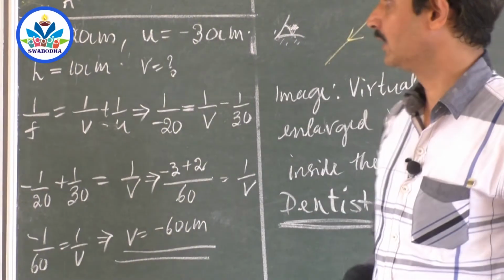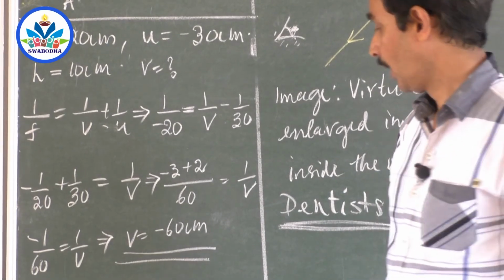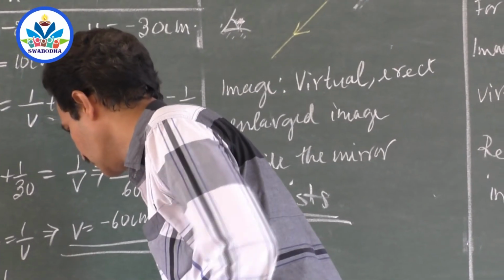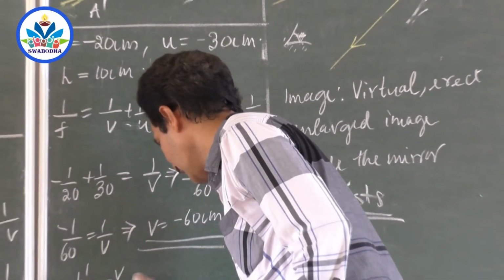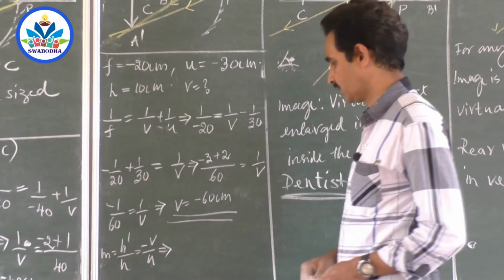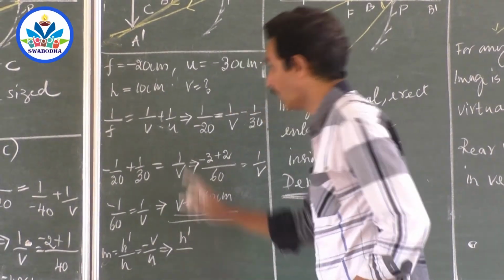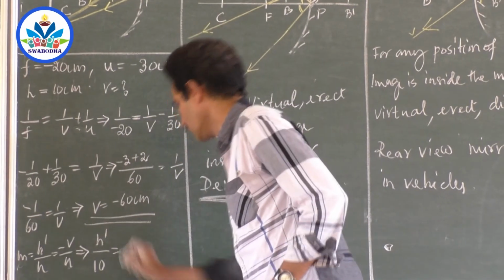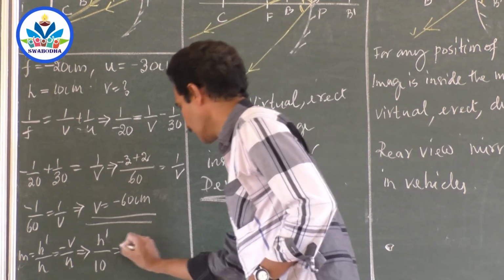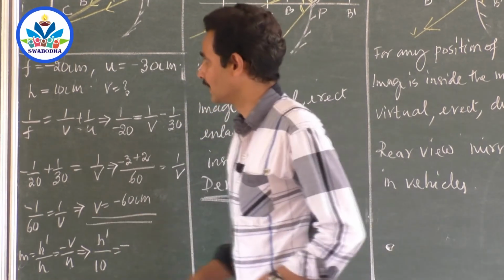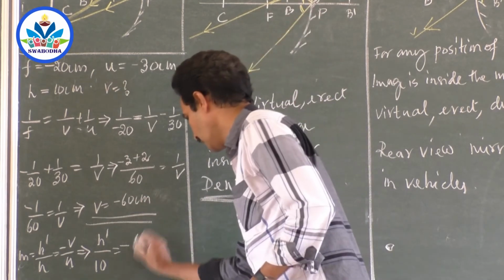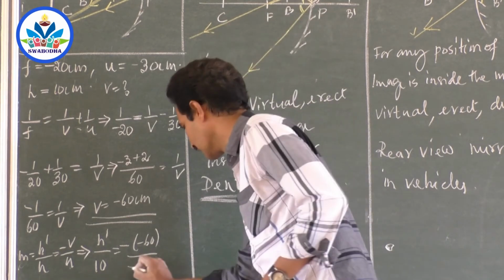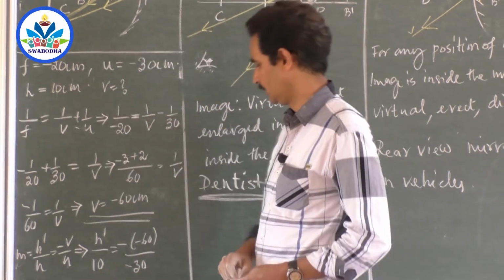And how much magnified is it? Anything away from C should be magnified. How much magnified is it? M is equal to H dash by H is equal to minus V by U. So H dash we don't know. H, the object height above the principal axis, 10 centimeters, is equal to minus, formula minus, image distance, that is also minus 60 by U. U is also minus 30. In between F and C, this one.